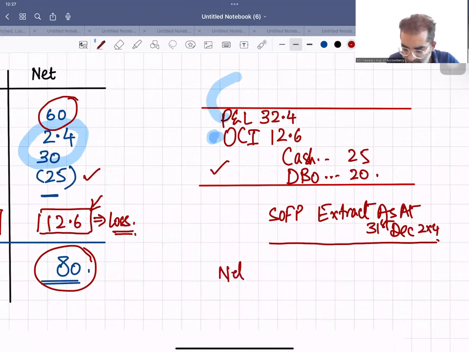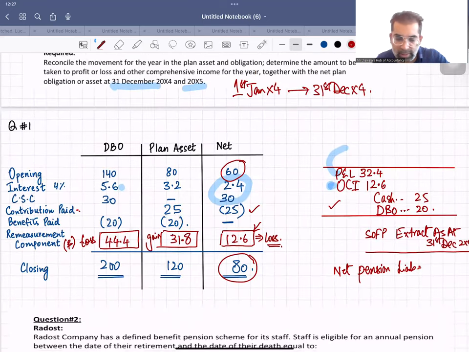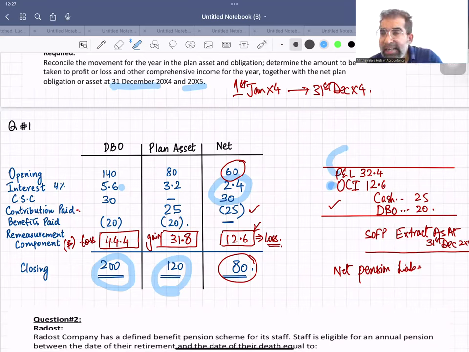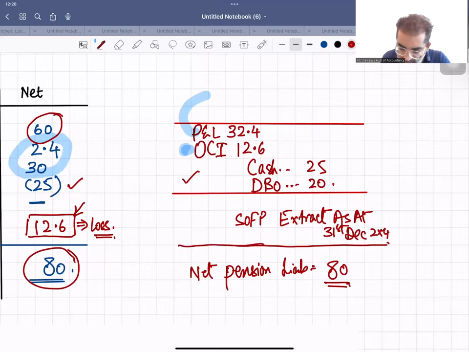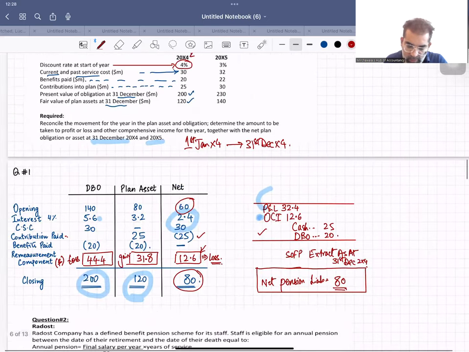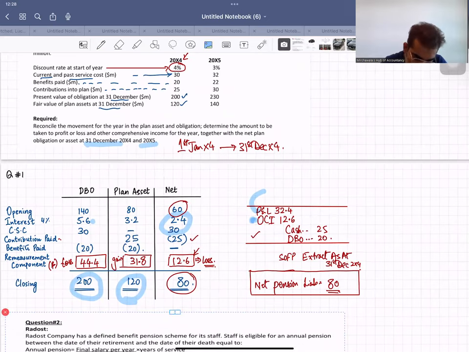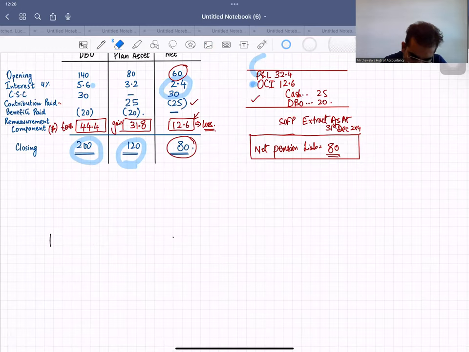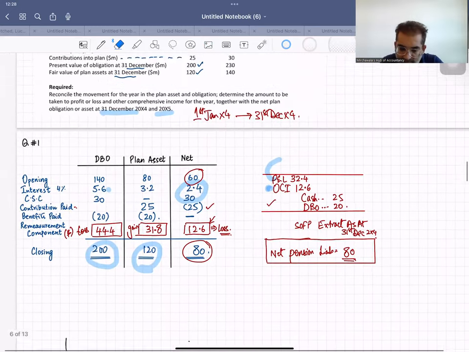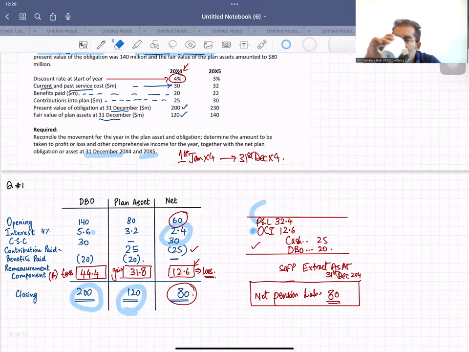In the SOFP, you have to report net pension liability in long-term liabilities. Can you see at the year end, 200 is your liability and 120 is your plan asset? So 200 minus 120, net pension liability is 80. That's what we'll be reporting in the SOFP. Your first year is done.